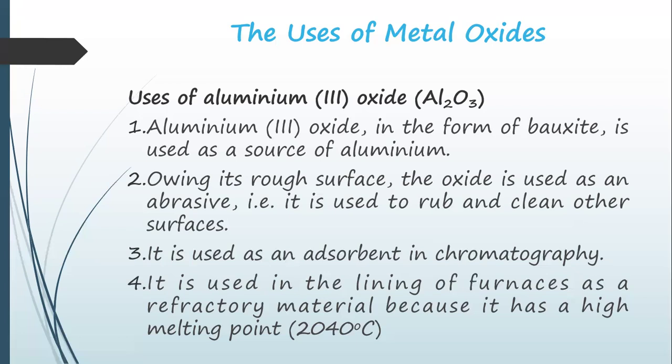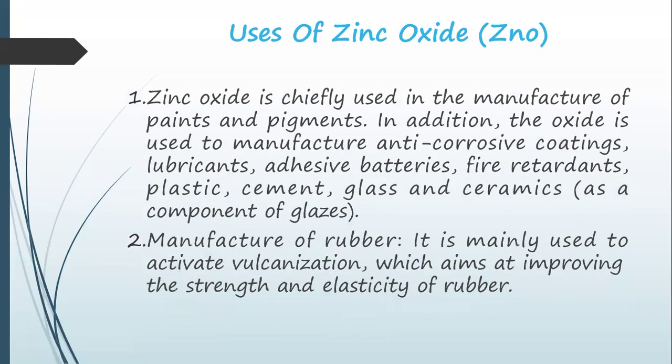We will discuss chromatography in detail in our next chapters. The other use is in the cleaning of furnaces as a refractory material because it has a high melting point of about 2040 degrees. So this is the other use of the aluminium trioxide, because of its high melting point of 2040 degrees. Let's move on to the other metal oxide, the uses of zinc oxide.